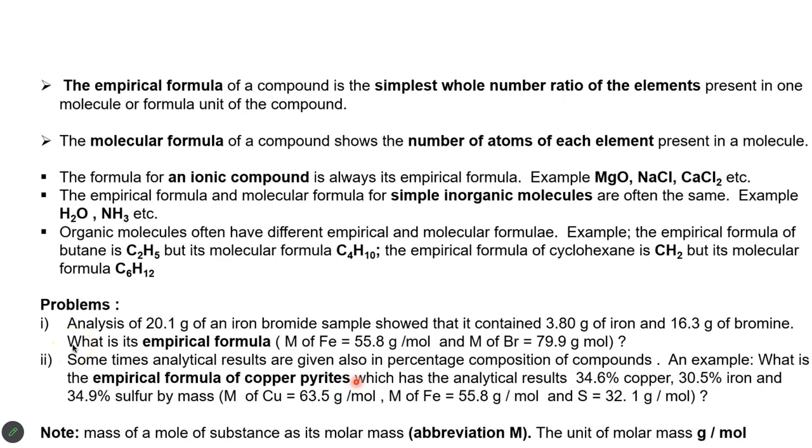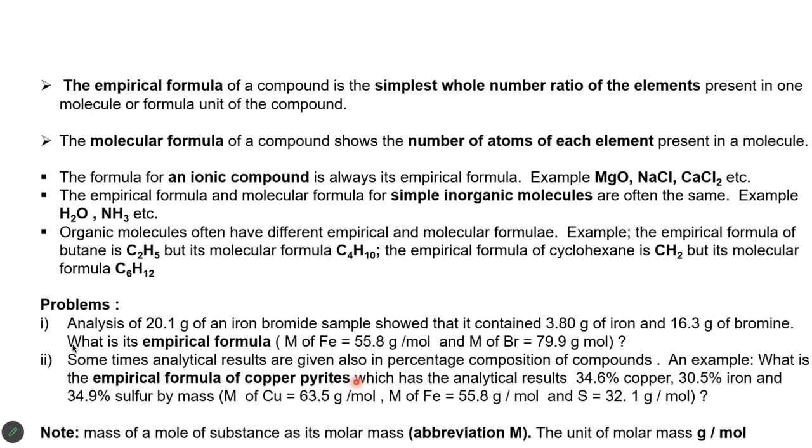Now I talk about the empirical formula of a compound and the molecular formula of a compound. What is the difference between these two? The empirical formula means the simplest whole number ratio of elements in the molecule or formula. Molecular formula means the number of atoms of each element present in the formula.